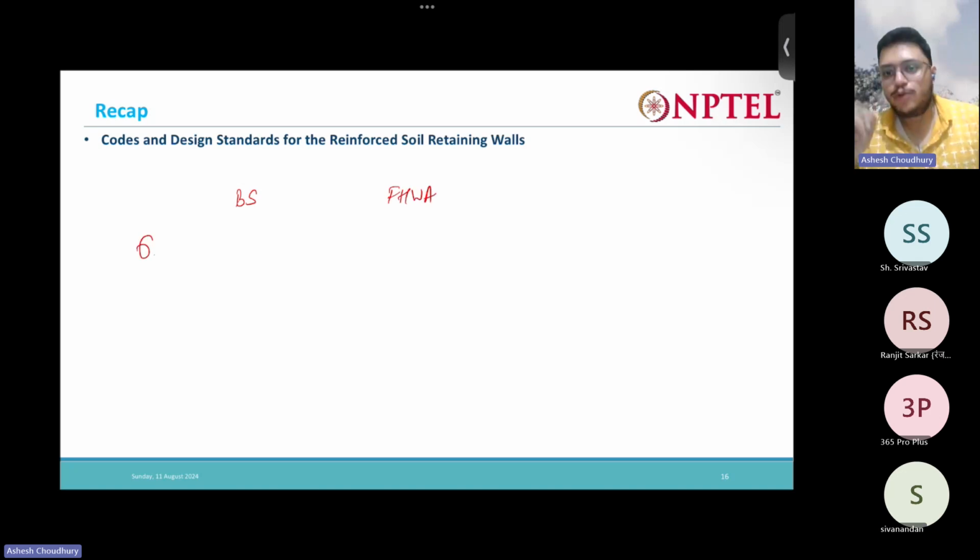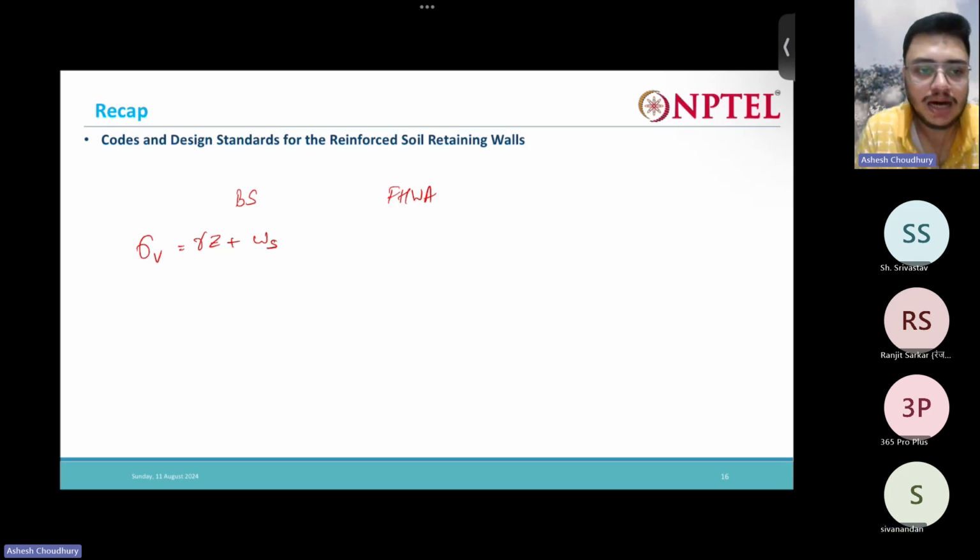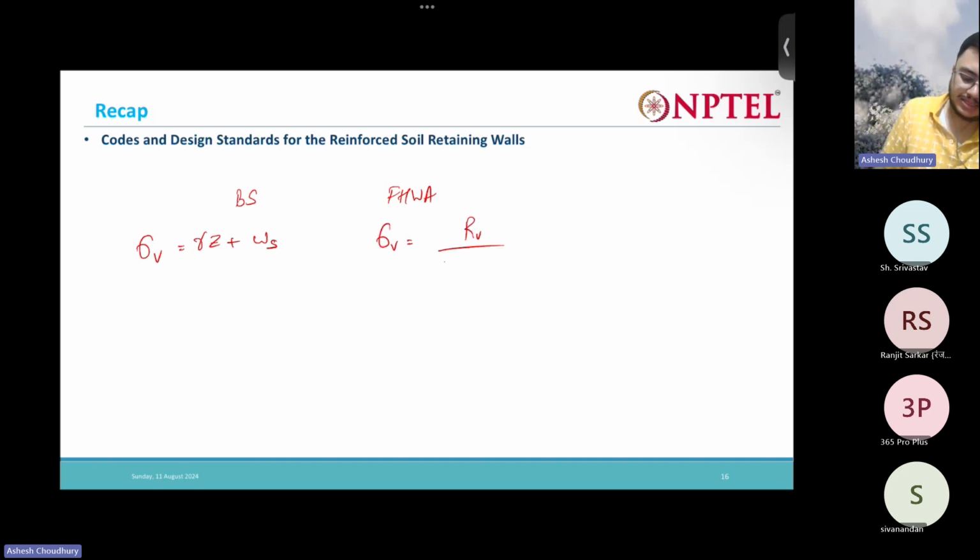When we are designing the wall, we have to calculate the vertical stresses at each layer. The BS code says that the vertical stress is sigma z equals gamma z plus w. Gamma z is the static weight of the soil, plus the surcharge. That is given by the BS code, and the FHWA actually gives RV divided by L minus 2e.